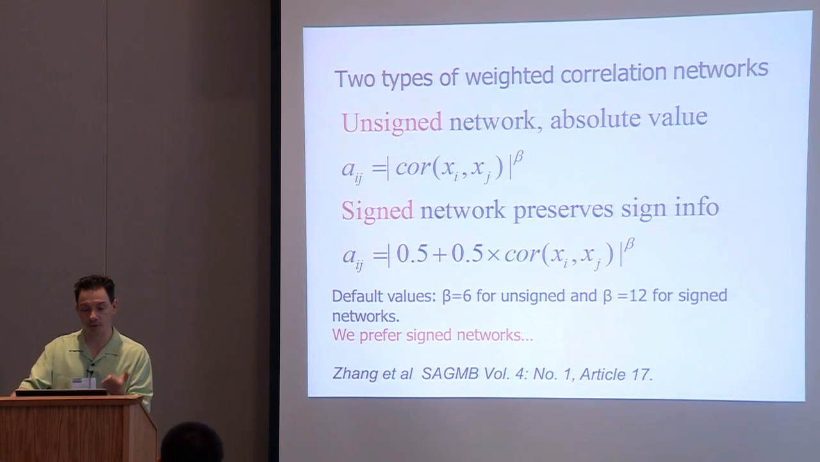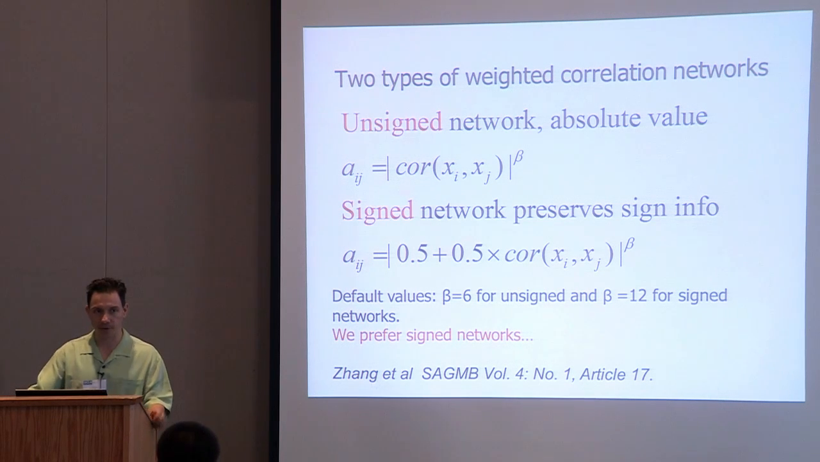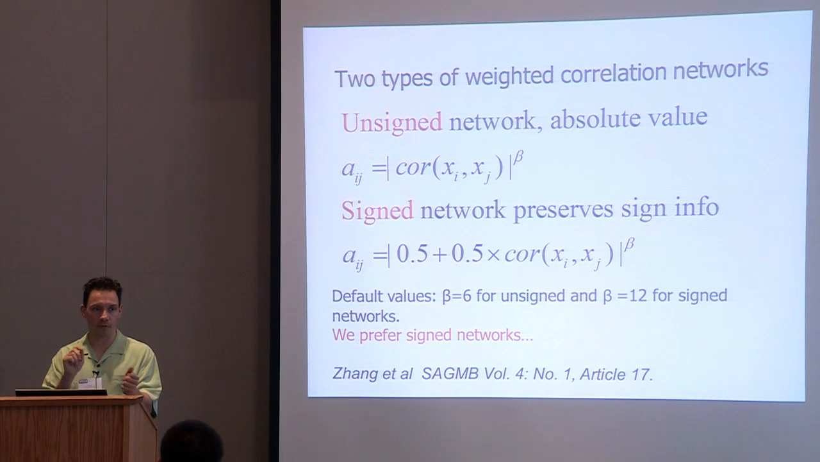And if you want to do that, then probably it's a far better exercise to use an unsigned network, because then modules may correspond to pathways comprised both of positive and negative regulators. So it's really a question.